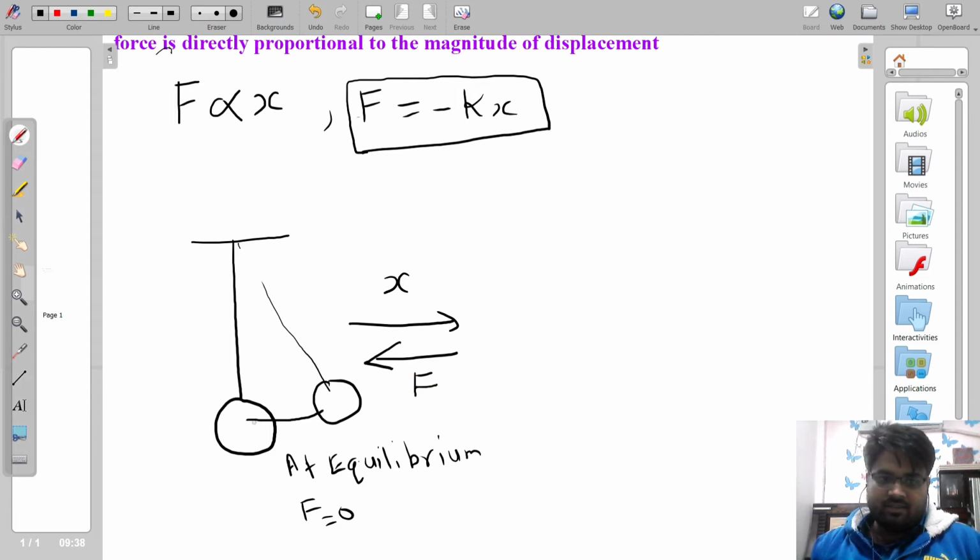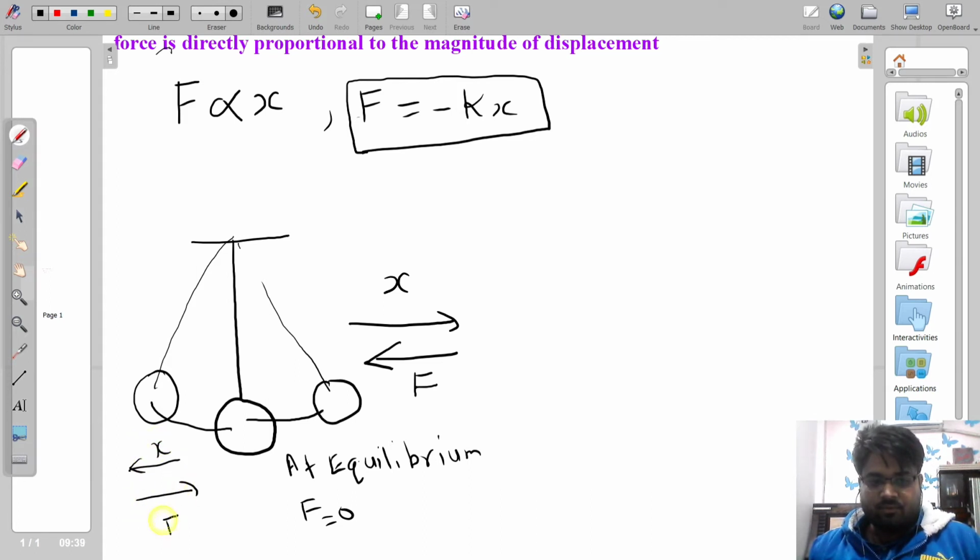Now again, when we give displacement towards the left hand side, the displacement is on the left, but when we release it, the force will apply towards the right hand side. So you can see that in both cases the direction of force and displacement is opposite. Because of that, we have a negative sign here.